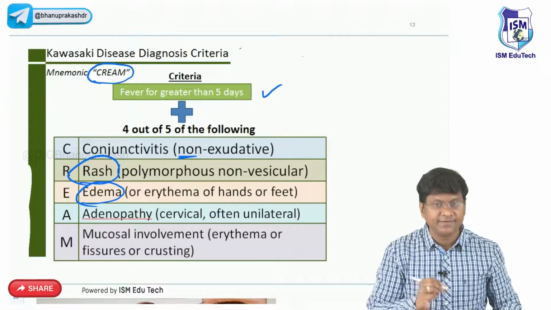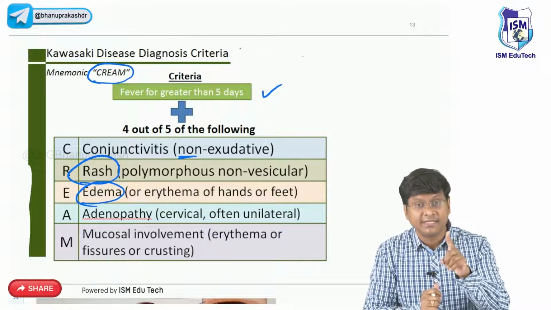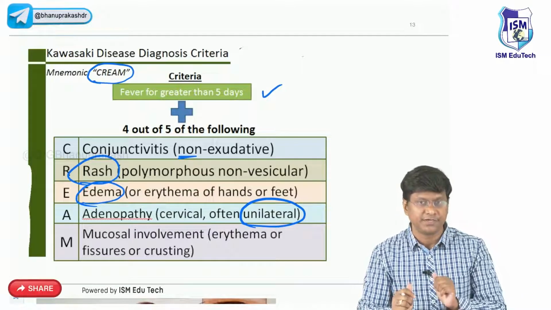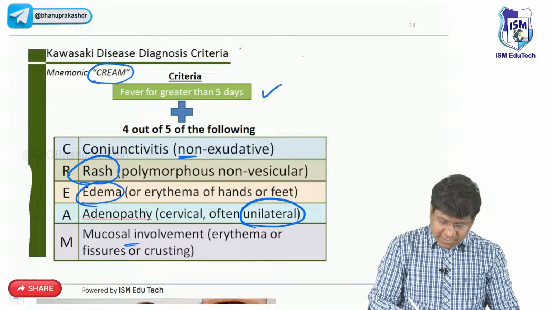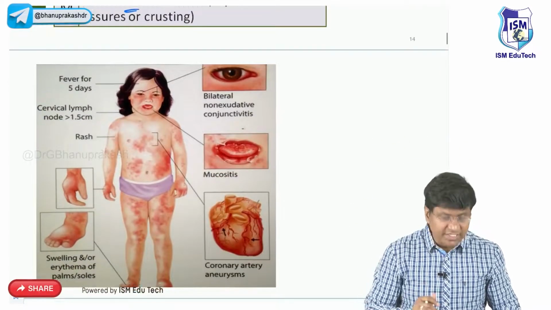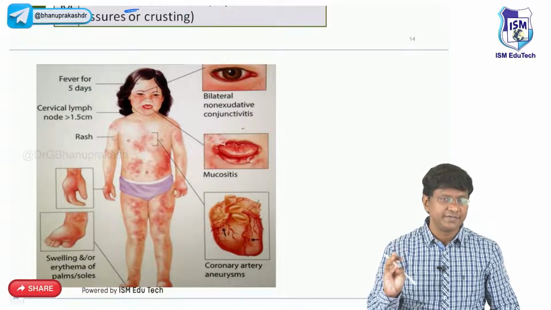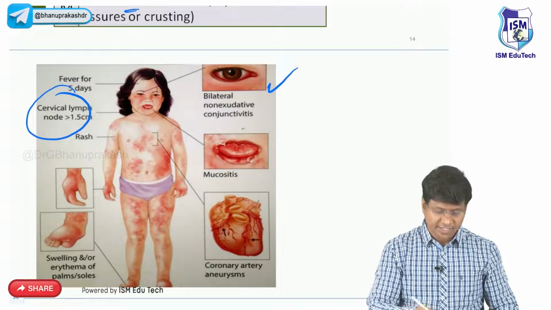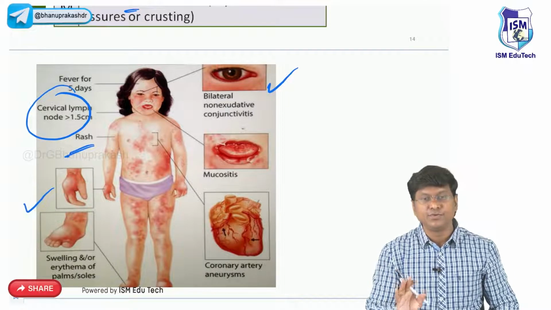And all over the body there will be edema, and adenopathy. Cervical lymphadenopathy is very important, and it is not symmetrical, it is unilateral. This is another important point. Mucosal involvement will be there, in the form of erythema, fissuring or crusting. This is the image of an individual with Kawasaki disease. Fever should definitely be there, and non-exudative conjunctivitis, then cervical lymphadenopathy, polymorphous rash, the presence of edema, and then the mucosal involvement.